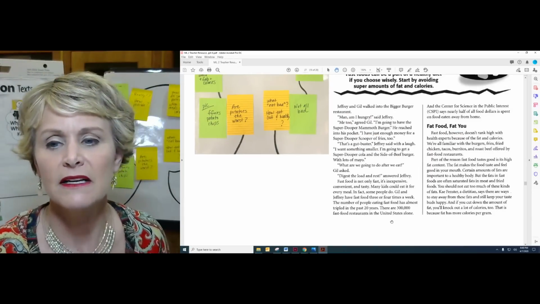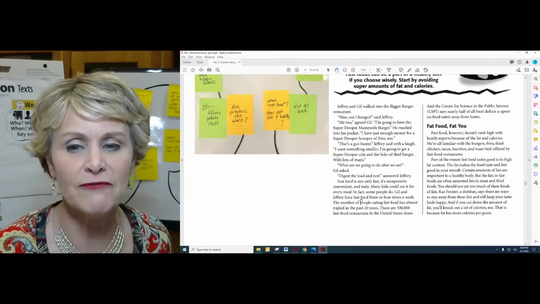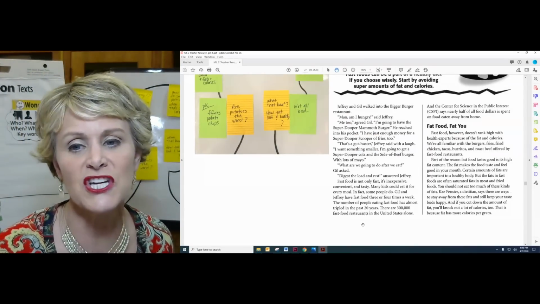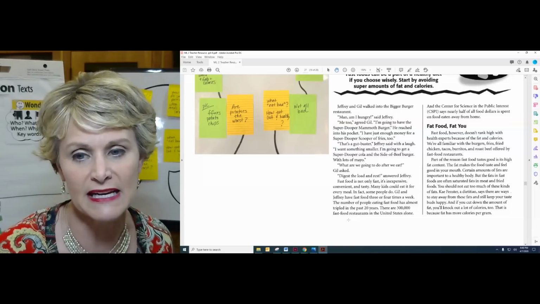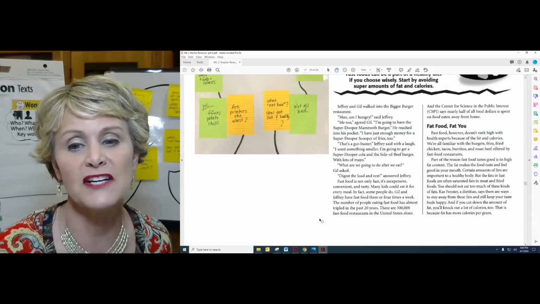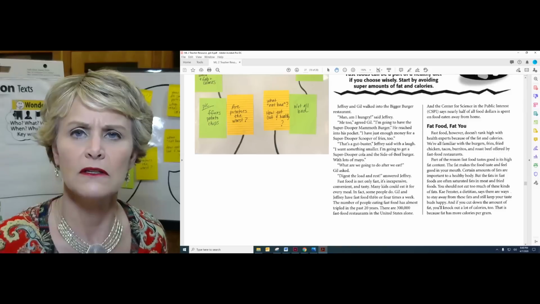Many kids could eat it for every meal. In fact, some people do. Gil and Jeffrey have fast food 3 or 4 times a week. The number of people eating fast food has almost tripled in the past 20 years.